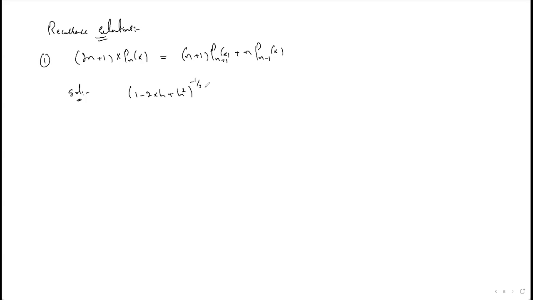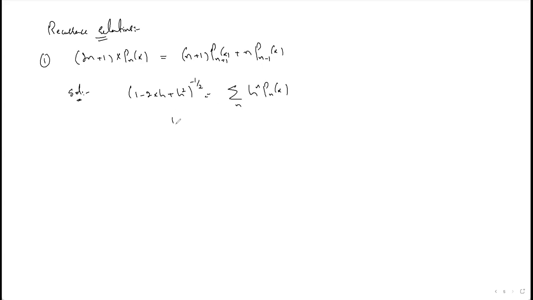The first of the reconciliation is like (2n plus 1) x pn of x is equal to (n plus 1) p n plus 1 plus n p n minus 1. Yani this is again x p n minus 1 of x. Okay, see how I can do that. Now we know the generating function (1 minus 2xh plus h square) raised to power minus 1 by 2 is equal to summation over n h raised to power n pn of x, right?